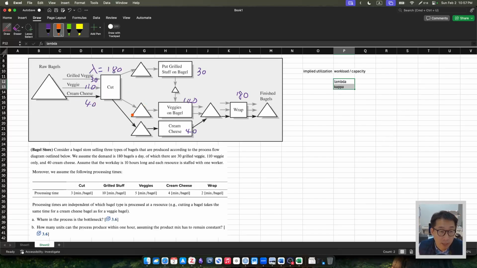Now it's time to calculate the capacity. This may require a little bit of calculation, so instead of just drawing it, I need to run the numbers. For cutting, grilled, veggies and cream cheese, this is a resource, not the bagel type, and wrapping. Given the information here, 3, 10, 5, 4, 2, those are minutes per bagel.